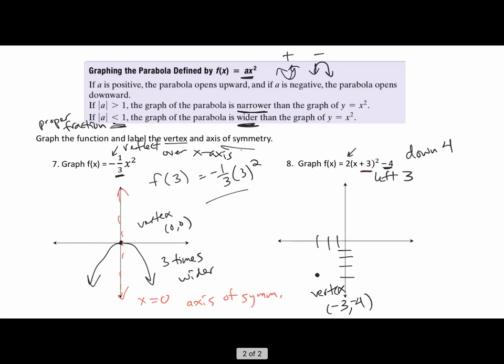And now we also have a coefficient here that's larger than 1. So this is going to be twice as narrow. 2 times, right? So 2 times as narrow as usual. There we go. The axis of symmetry then goes through that vertex, so x equals the x coordinate, which is negative 3.